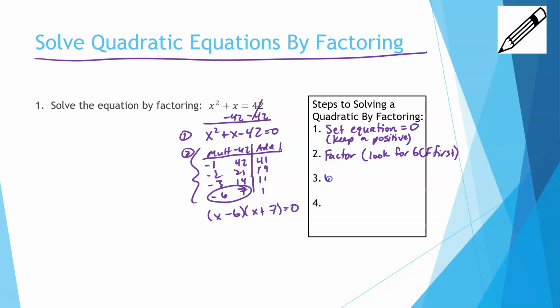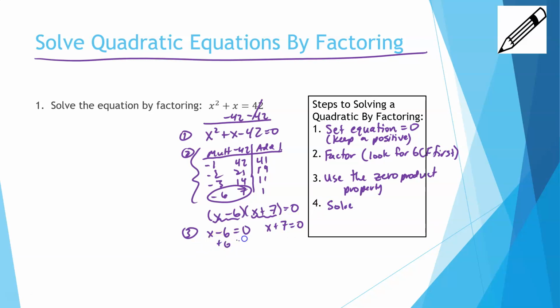Because now that we have it in factored form, step 3 is we are going to use the zero product property, which means that if I can figure out what makes each of these factors equal to 0, that means if one of the factors is 0, the whole answer is 0. So one way to do that is to take each factor and set them equal to 0. And then finally you would solve for the x.